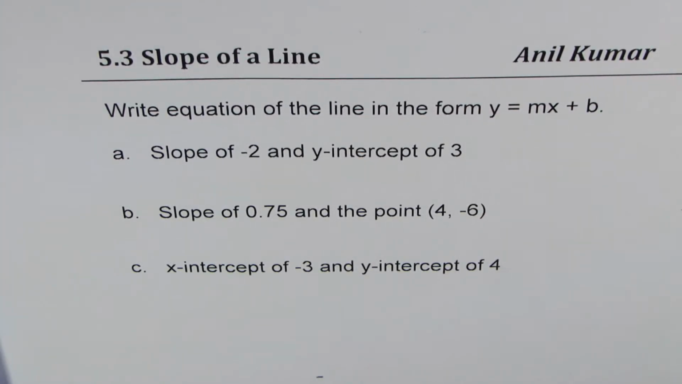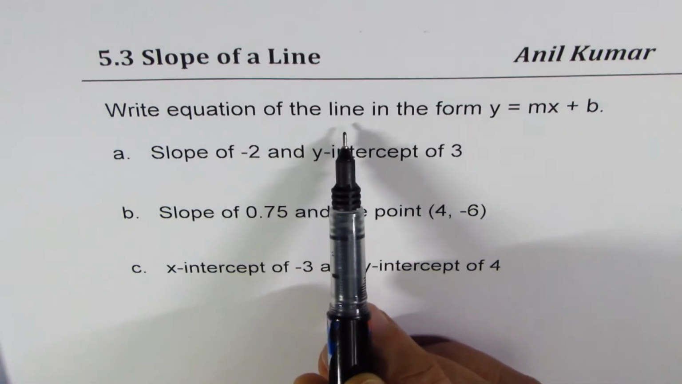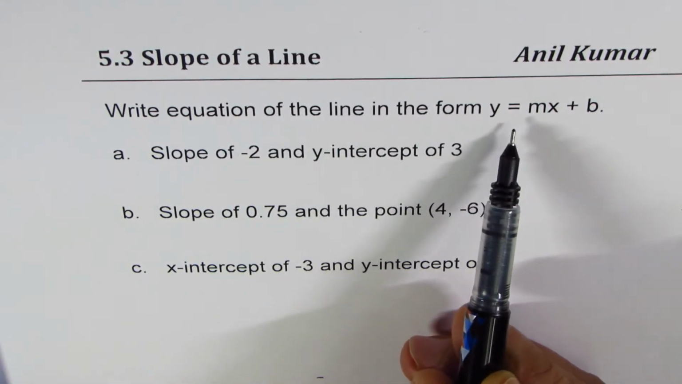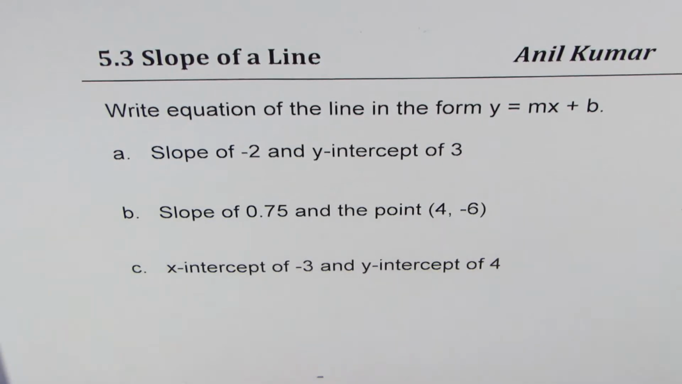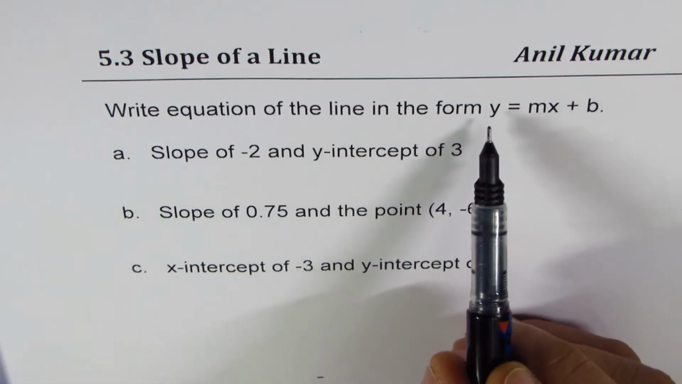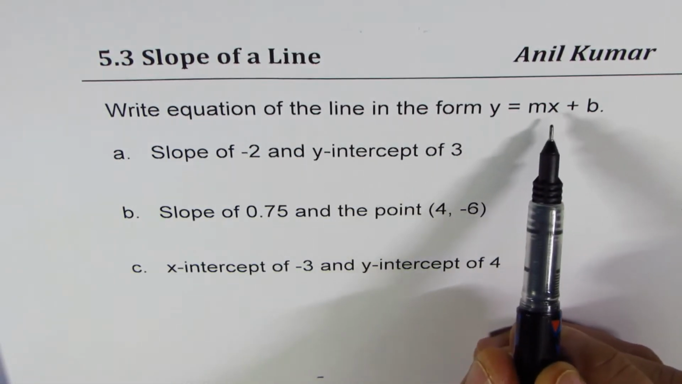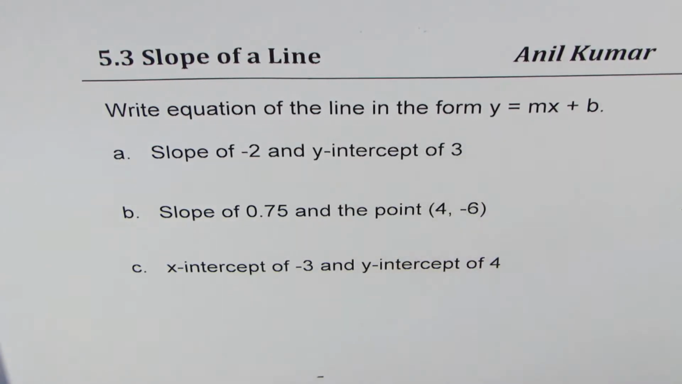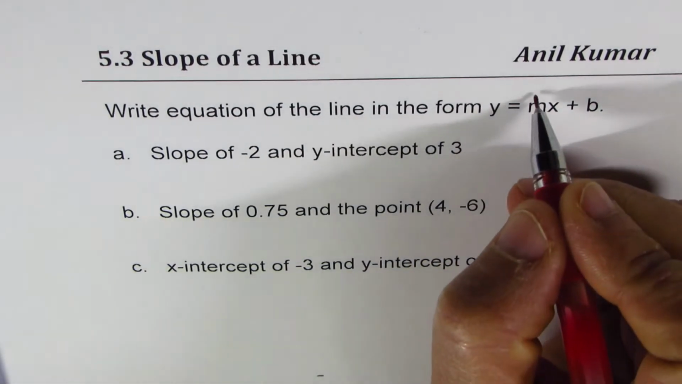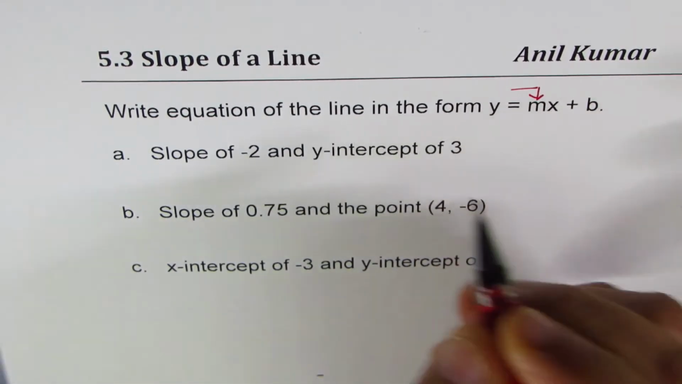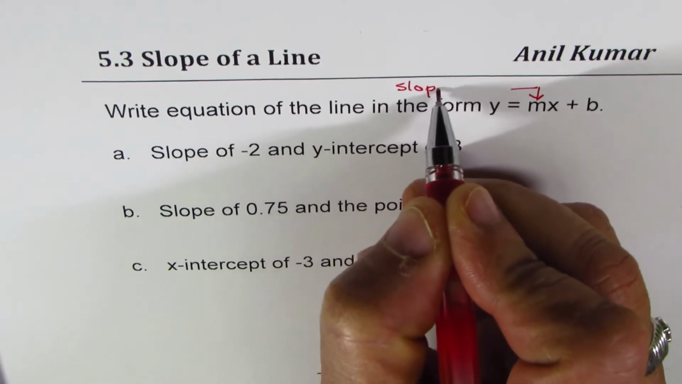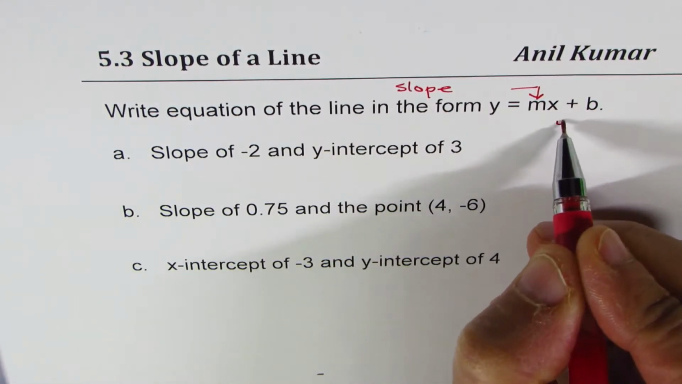I'm Anil Kumar, and in this video we will see how to write the equation of a line in slope intercept form. Write the equation of a line in the form y equals mx plus b. Three different conditions are given. This form of equation, y equals mx plus b, is called slope intercept form, since m is the slope of the line and b is the y-intercept.